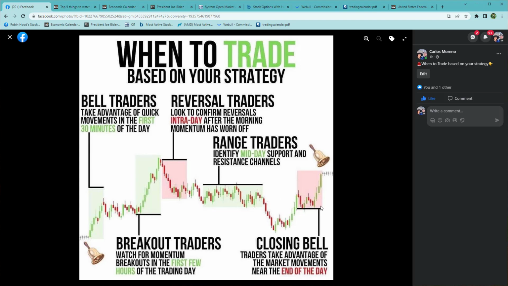But it's ranging flat. And when you're holding on to options, that's death. That's time depreciation. It's going to depreciate both your calls and puts. This is the area we want to avoid. This area here is fine: the opening bell traders, breakout traders, reversal traders, when it comes to straddling whatever stock. But range traders, that range in the middle of the day, we want to avoid that and the closing bell.